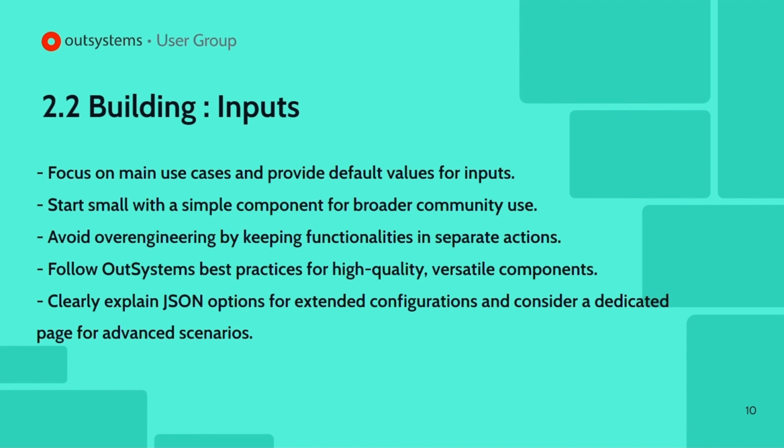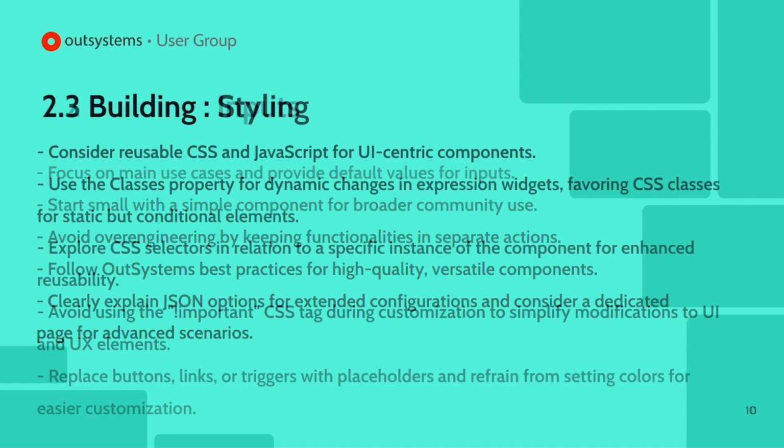When it comes to input configuration, avoid inputs without clear meaning. And for expanding component configuration options without adding multiple inputs, introduce one that receives all extended options as JSON. Clearly explain the available JSON options in both the input and component description. If dealing with numerous advanced scenarios, consider dedicating a page to explaining extensible options. If publishing on Forge, include this explanation on the page linked to the Try Now button.